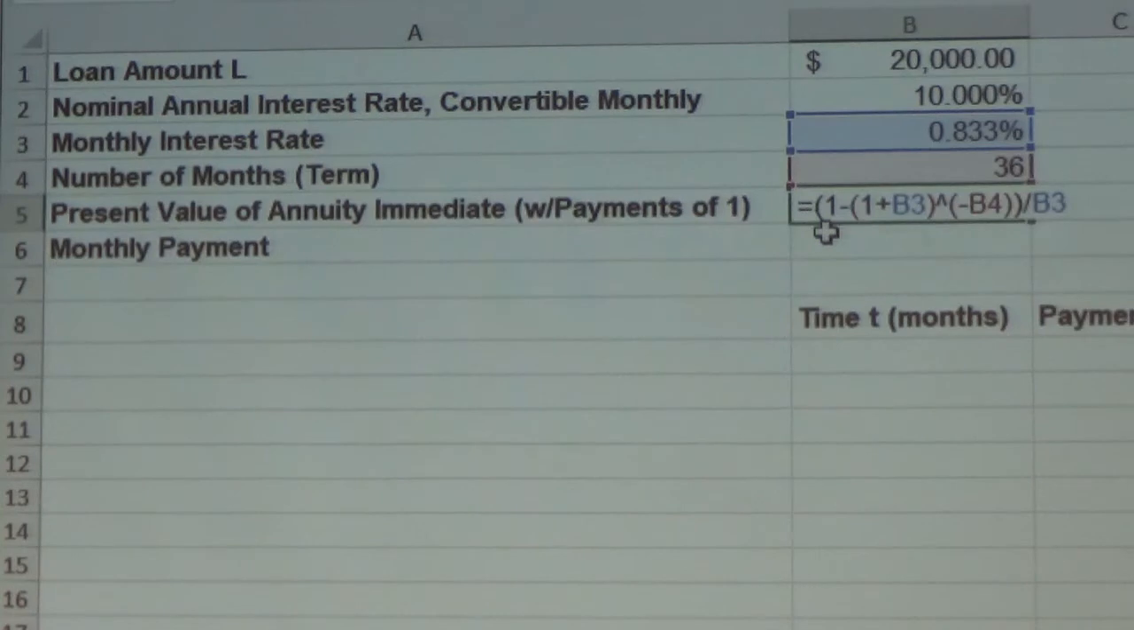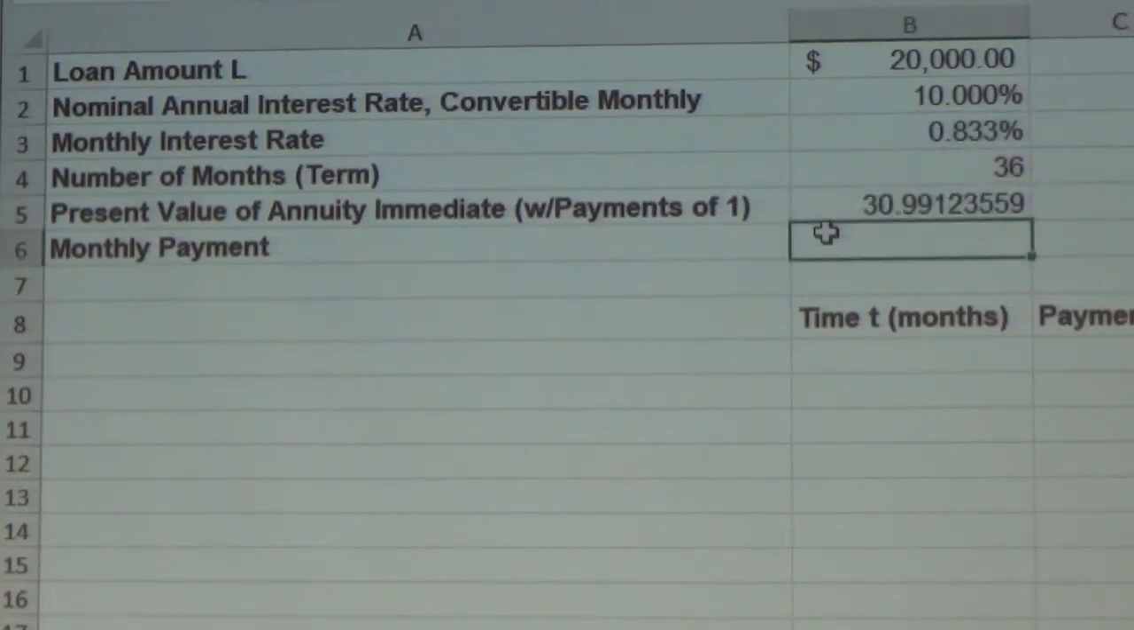So this should calculate a_n. Okay? There's 36 payments of 1 for a_n. We're taking a present value, so this value should be less than 36. I'm not sure how much less than 36. That much less, about 31. What's the monthly payment then? Take the loan amount, which is in cell B1. You can also just click on the cells to get the cell reference, and divide by B5 here. The monthly payment is going to be that ratio in dollars, $645.34.